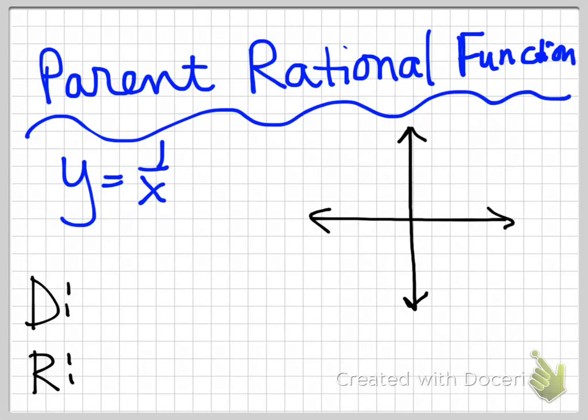A rational function just means fractional. So the word ratio is in the word rational, and ratio means fraction. So the parent function for this is y equals 1 divided by x. So 1 divided by x is in the format of a fraction.